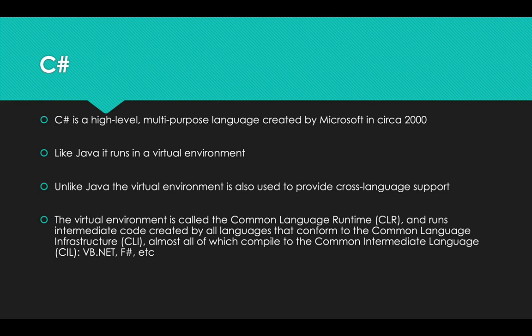So all of the CLI compliant languages compile to what's called the Common Intermediate Language, or CIL. The most common of these is obviously C#, but you could also look at things like VB.NET and F#. There are a host of other languages that are basically derivatives of other common high-level languages.